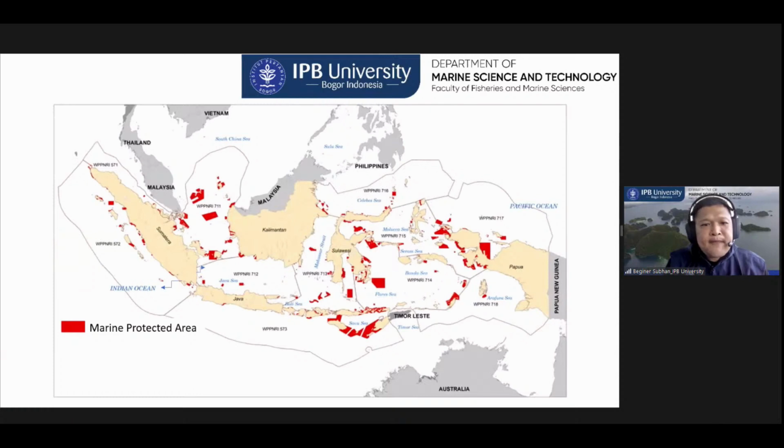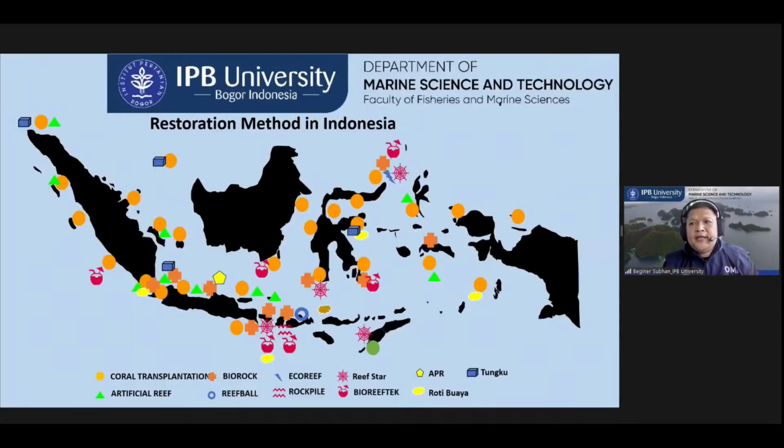I show you the map of the marine protected areas in Indonesia, spread from west to east and north to south. Marine protected areas have now become important areas for Indonesia, especially for supporting conservation and fisheries. And during my monitoring activity around Indonesia, I tried to collect information about restoration methods. As mentioned by Dr. Tris, there are a lot of methods, and here I put spots for the restoration and for several activities in Indonesia.